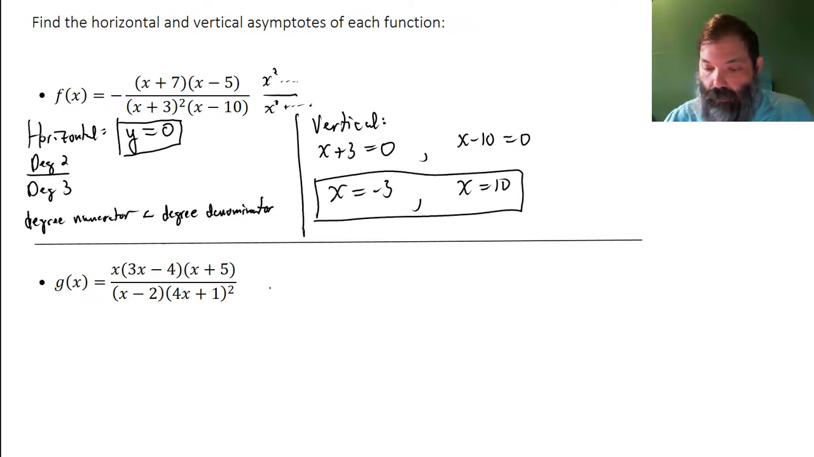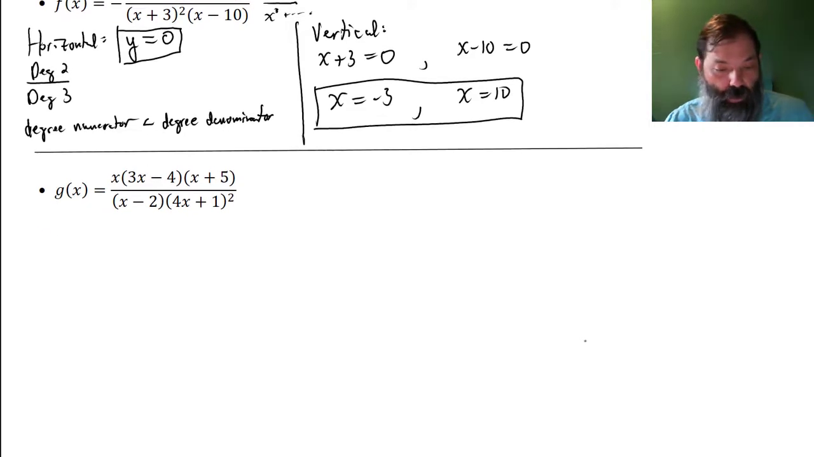All right, for the other function, here I have g of x is x times 3x minus 4 times x plus 5 over x minus 2 times 4x plus 1 squared. All right, and let's take a similar approach. If I were to multiply out in the numerator, I'd have x times 3x, that's 3x squared, times x. So I'd have a 3x cubed and other terms.